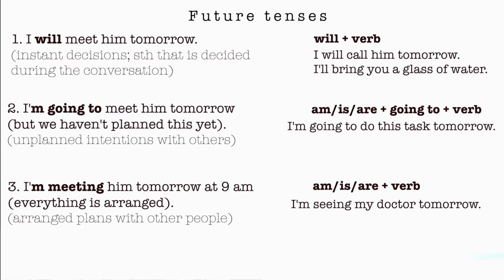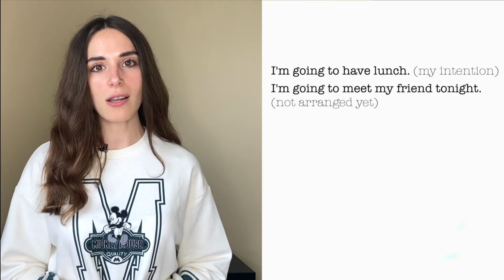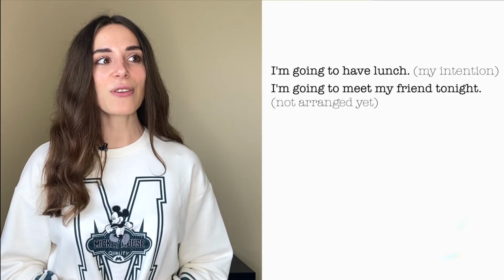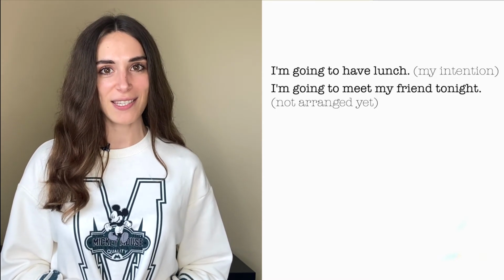So if you've decided this right now, use will. If you have been thinking about doing something before the conversation, but you haven't planned this with other people, use am/is/are plus going to. And if you have plans with others and everything is agreed, use am/is/are plus an -ing form. So, what are you going to do after watching this video? Personally, I'm going to have lunch. It's my intention. Nothing is planned with others. And also, I'm going to meet my friend tonight.